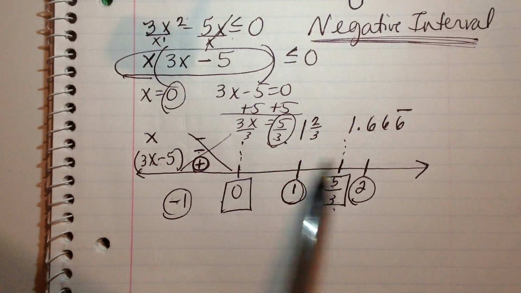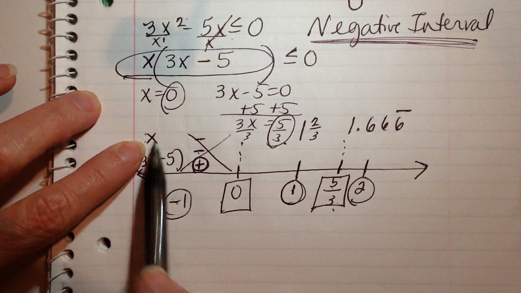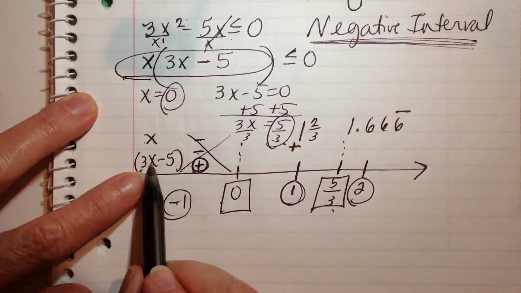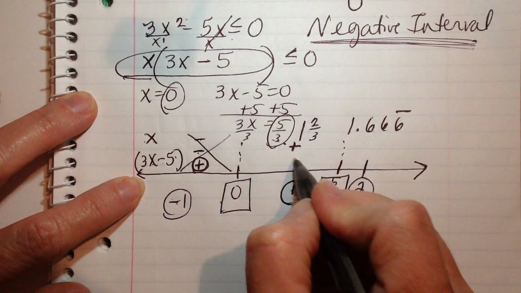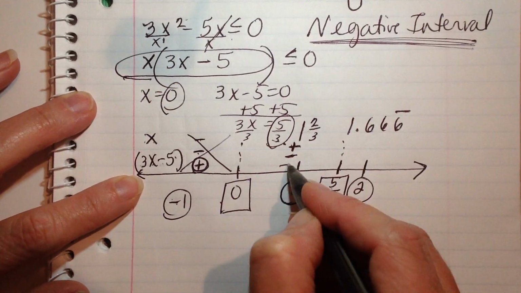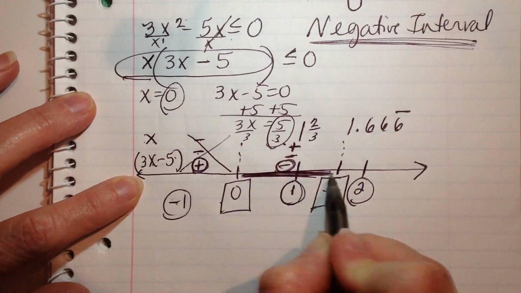So let's test the middle interval here. I'm going to use the test number 1. Plugging in 1, 1 for x is positive. Plugging in 1 here, 3 times 1 is 3, minus 5 would give me negative 2. So that gives me a negative. So what's a positive times a negative? A negative. This whole interval is negative. Therefore, it is part of my final answer.